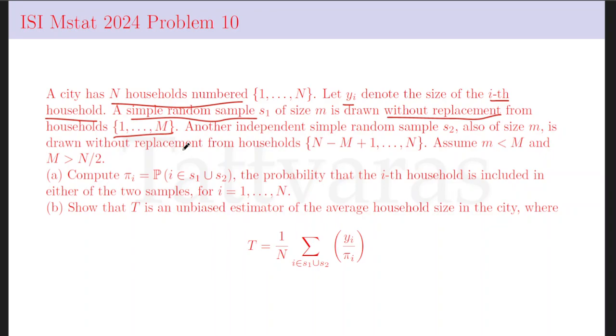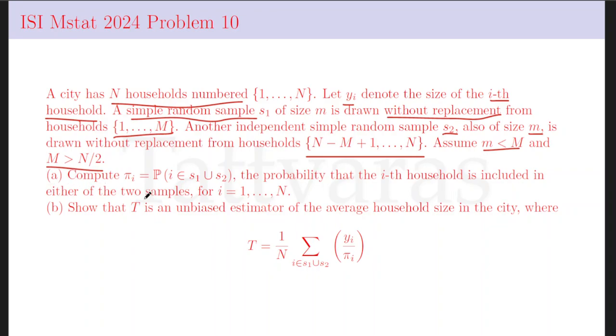So basically we are partitioning the population into some subpopulations, and from each subpopulation we are drawing samples. So we are considering the first m as one subpopulation and the last m, that is from n minus m plus 1 to n, as the second subpopulation, and from that we are drawing S2, which is also of size small m. We assume that small m is less than capital N, which is obvious, and also that m is greater than half of n. So that means there must be some overlap, right? The first m and the last m will have some overlapping households or units.